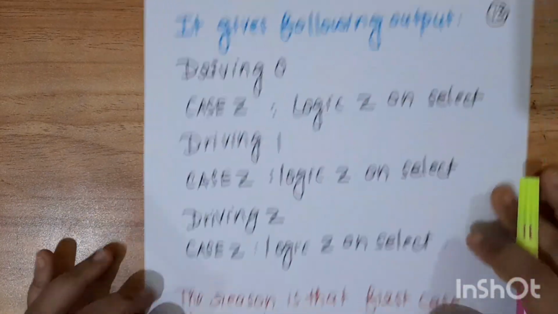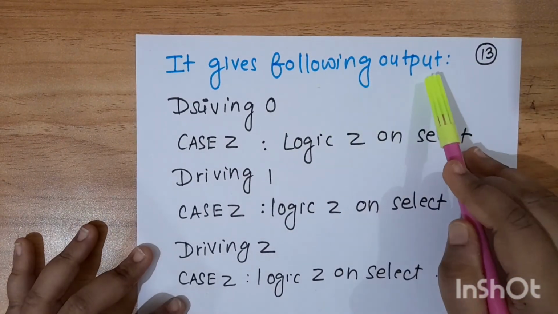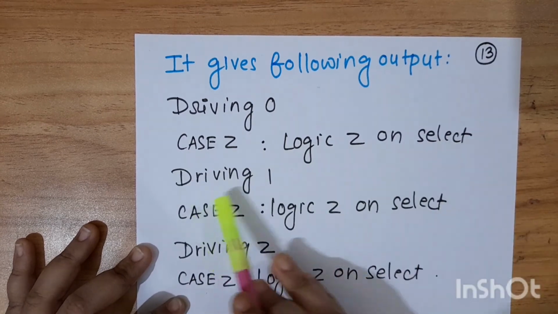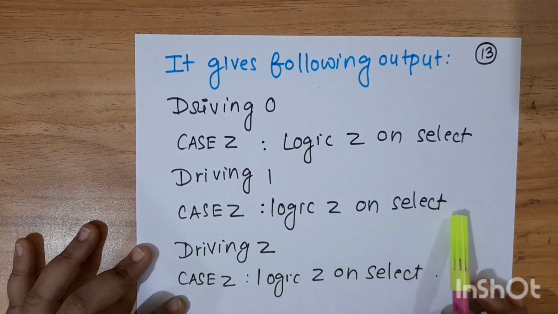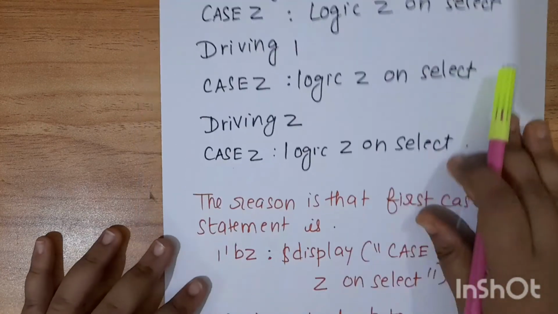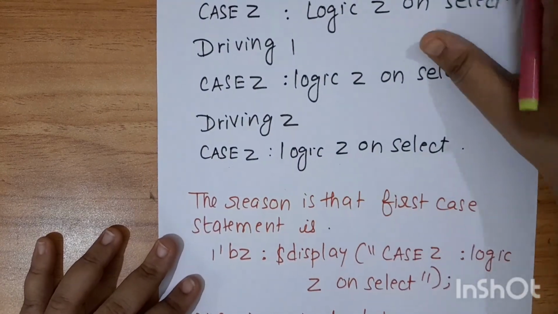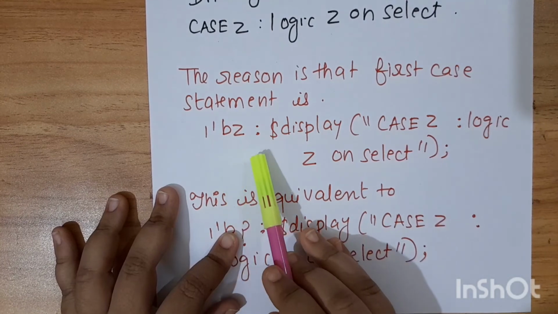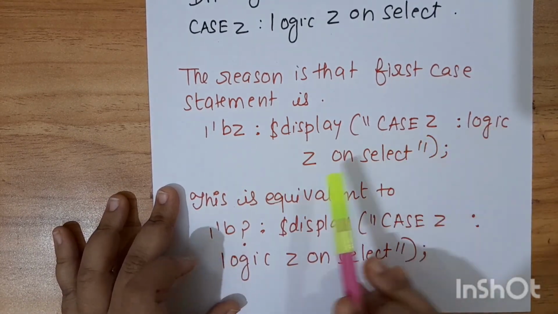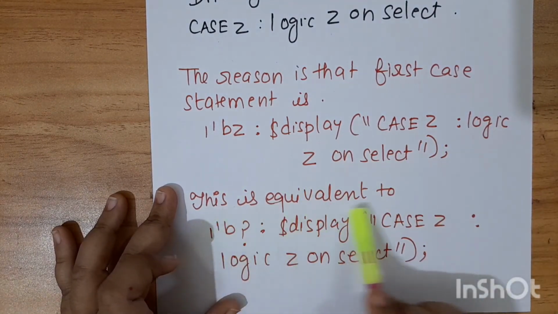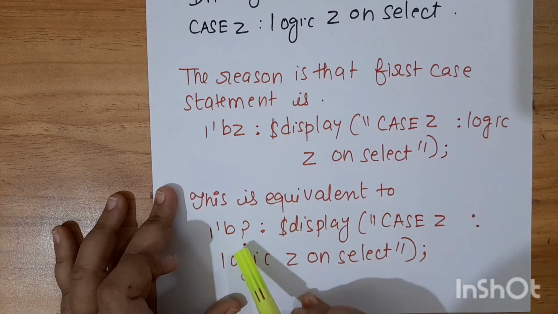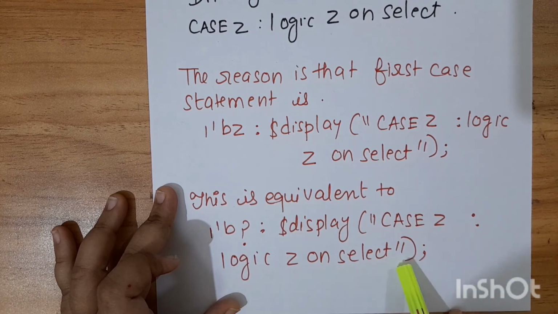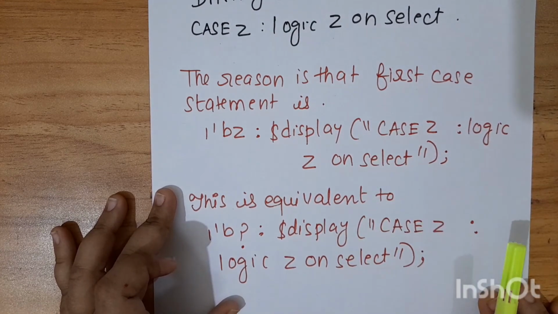The output would have the following: driving 0, KZ: logic Z on select; driving 1, KZ: logic Z on select; driving Z, KZ: logic Z on select. The reason is that the first statement, 1'bZ $display KZ logic Z on select, is equivalent to 1'b? $display KZ logic Z on select. So these two statements are the same.